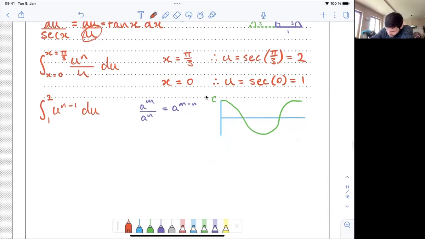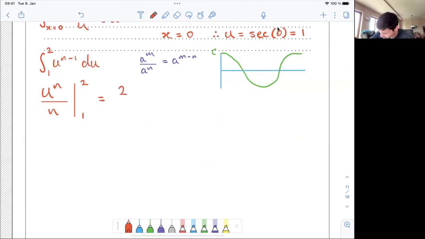We're going to get, well, adding 1 to u^(n-1) will be just n. And then we're going to have to divide by the new power that we have, which is n minus 1 plus 1, which is just going to be n. And now we're integrating this between the limits of 2 and 1. So this is going to equal 2 to the power of n over n, subtract 1 to the power of n over n. Now, 1 to the power of anything is just 1.